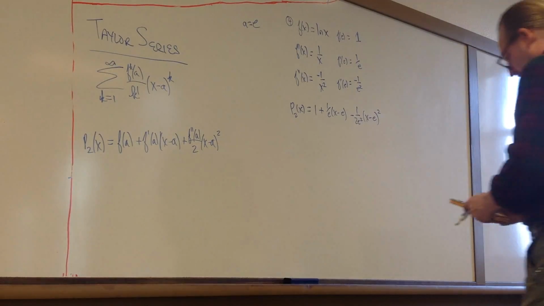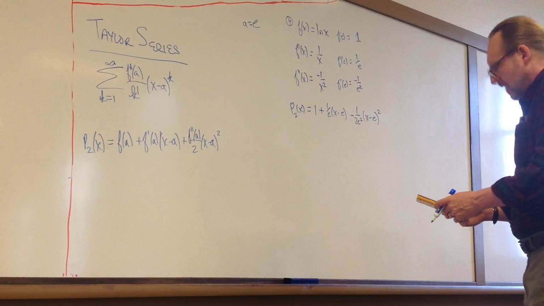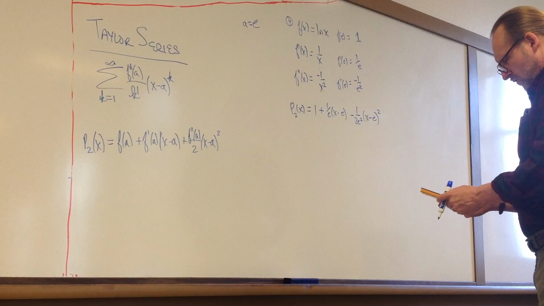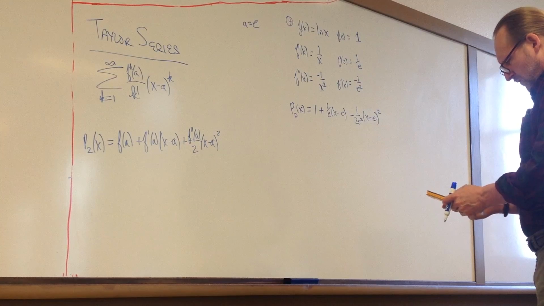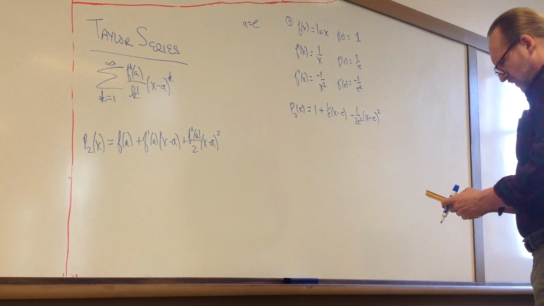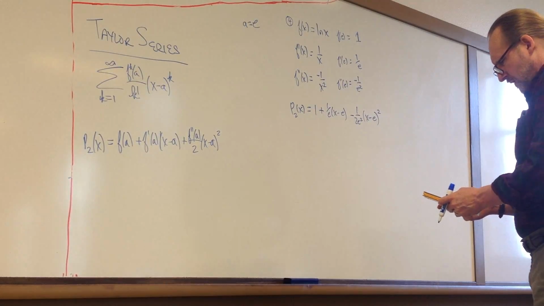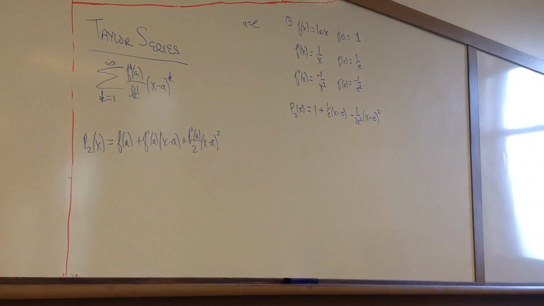Let's see what these look like here. Ln x, and then 1 over e, x minus e, and then 1 over 2e squared, x minus e squared. Okay, so let's look at these in the standard window and see what that looks like.